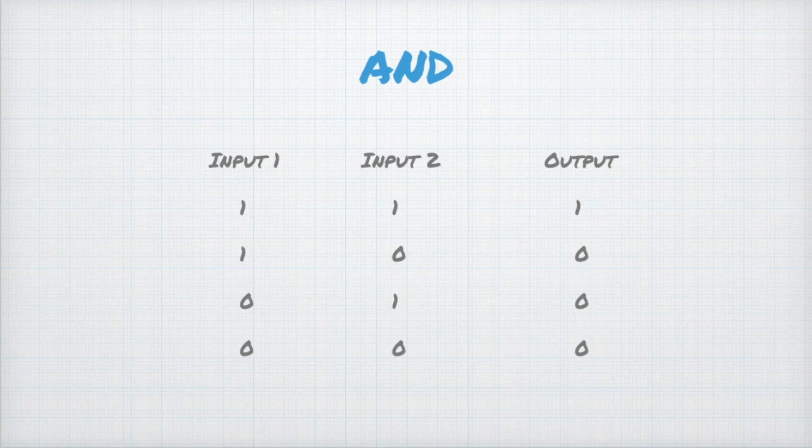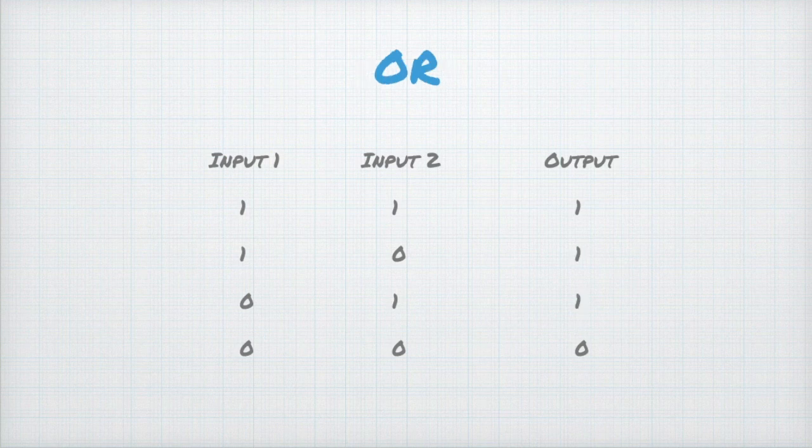If you look at the last three rows closely, you can see that at least one of the inputs had to be false in order for the output to be false. So we only need one input value to be false to determine that the output of the AND operation will also be false.